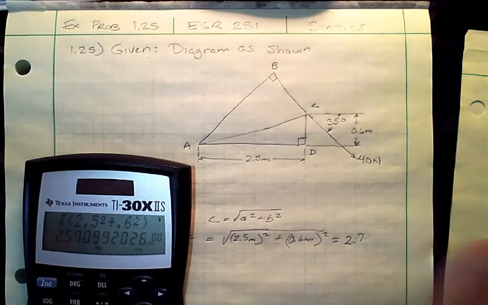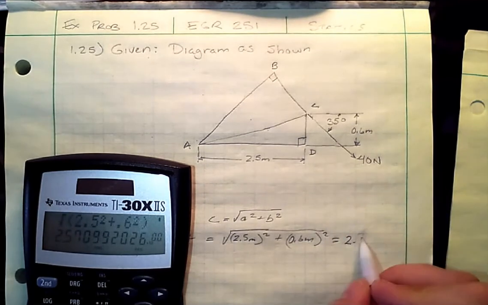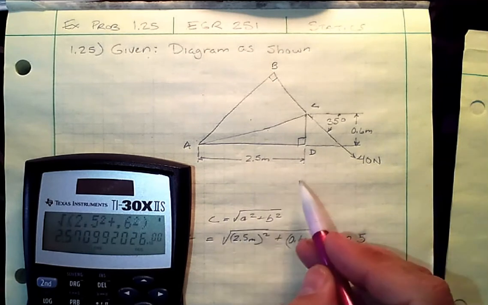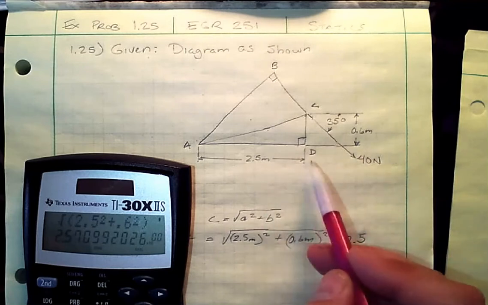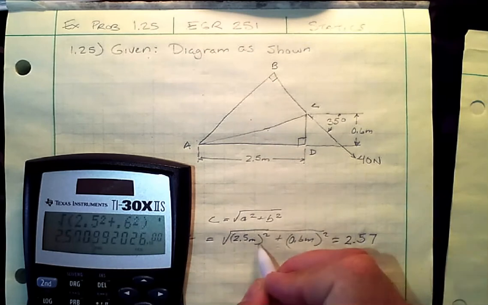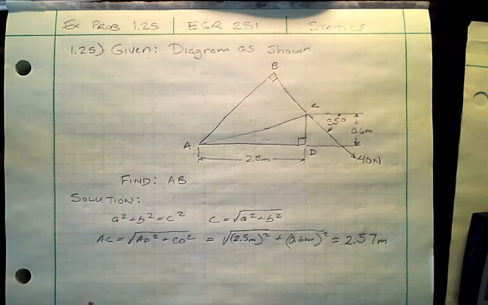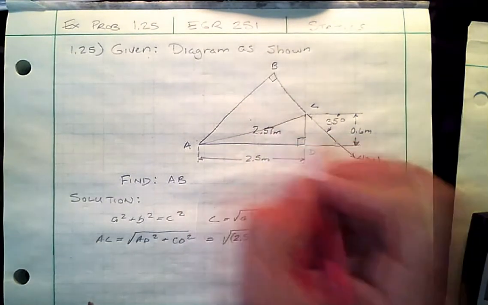Always good to check and think, well, does that make sense? Well, the fact is it's the largest side of a right triangle, so it has to be more than 2.5. And it's only a little bit more because this is a pretty flat triangle, so 2.57. And again, this is going to be in meters. That doesn't really help us too much. It gets us to that. It doesn't certainly solve the problem, but we can put that in there. So this is 2.57 meters.